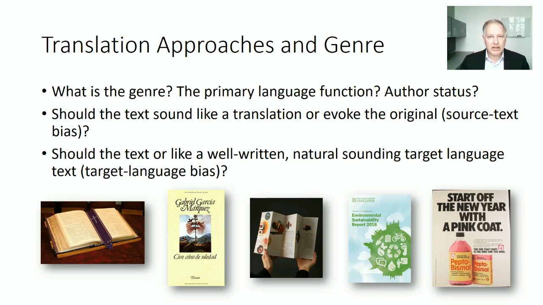How important or relevant is the author in his or her characteristic style? So on the extreme left, we have the Bible. This happens to actually be a King James version of the Bible, right? So the genre is sacred text, scripture. The primary language function is perhaps expressive, but also very much vocative, to try to shape or affect behavior.